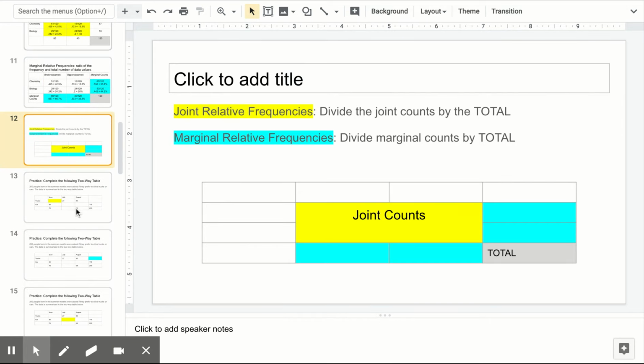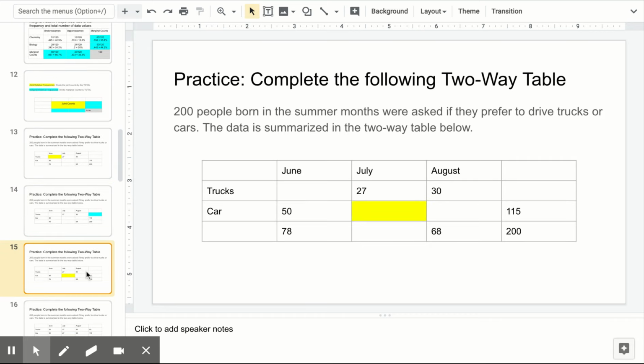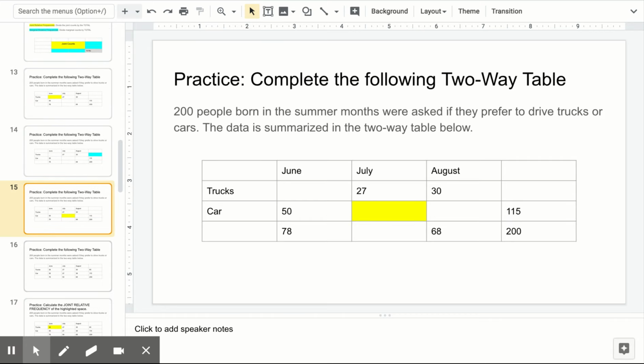All right. So you guys are going to practice. Again, what you're going to practice is completing the two-way table. So I'm going to give you guys a chance to find the number that belongs in the highlighted region. Again, it's just really important that you guys know how to do this. And we should be done. All right, so this is what we should have found. So my two-way table is complete.